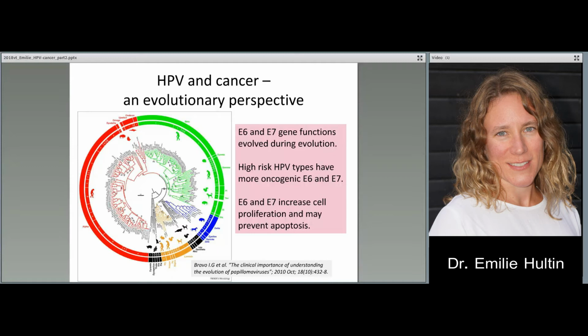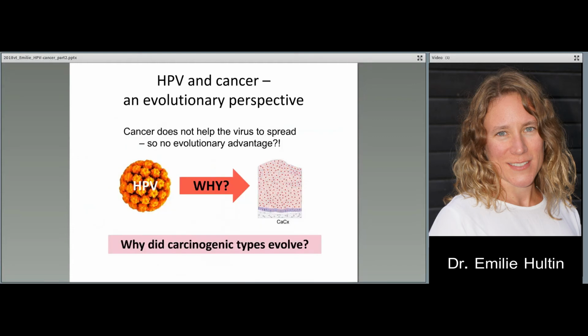Here we see the HPV tree. Different mammals have their own papillomaviruses, and the green ones at the top here are some human papillomaviruses. During evolution, the E6 and E7 gene functions evolve, and some HPV types become high-risk types because they have more oncogenic E6 and E7 genes. E6 and E7 increase cell proliferation, and they may also prevent apoptosis.